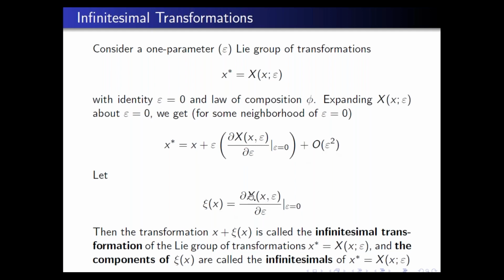Let xi(x) be equal to the partial derivative of X with respect to epsilon at epsilon equal to 0. Then the transformation x plus xi(x) is called the infinitesimal transformation of the Lie group of transformation x star equal to X(x, epsilon). That is, we are associating an infinitesimal transformation with the given Lie group of transformation. And the components of xi(x) are called the infinitesimals of the group x star equal to capital X, depending on point x and epsilon.